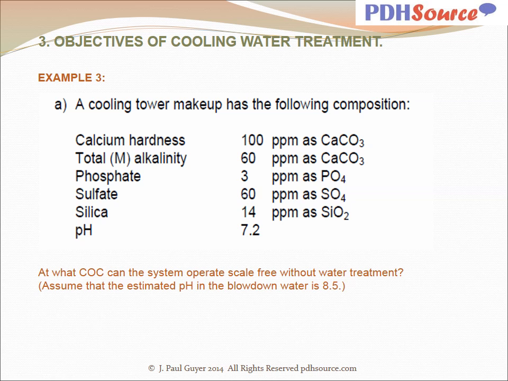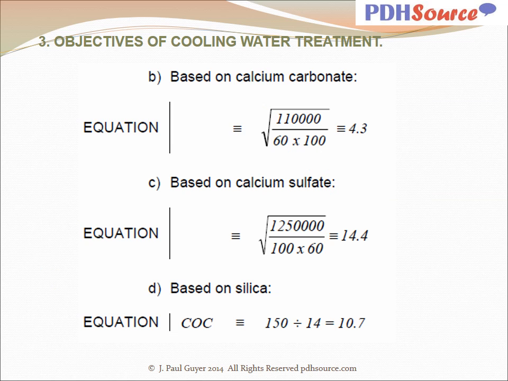Now, example number 3. A cooling tower makeup has the following composition indicated on this slide. At what COC can the system operate scale-free without water treatment? Assume that the estimated pH in the blowdown water is 8.5. The calculations are as indicated on this slide, number 59, based on calcium carbonate, calcium sulfate, and silica.